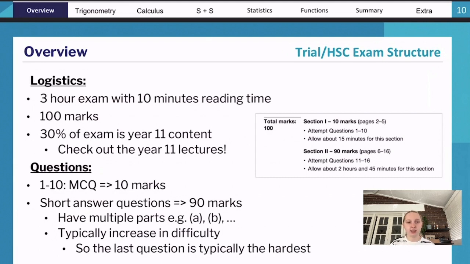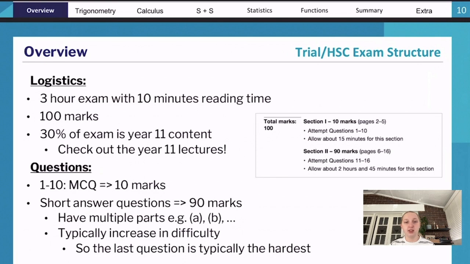So your 3-hour exam's 100 marks. That's pretty stock standard for a 2-unit exam in the HSC, so that's nothing new. And then this is the part that I feel like scares a lot of people. 30% of your exam does come from year 11 content. Now, I think a lot of people get really scared about this and think that they have to go and revise all of the year 11 content. But let me tell you, that's not the case.